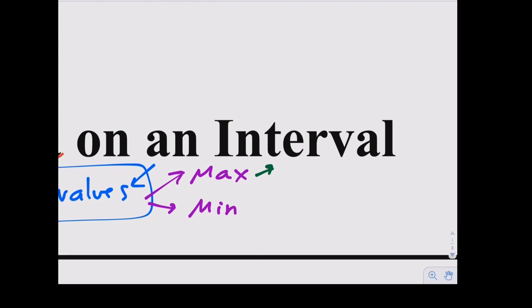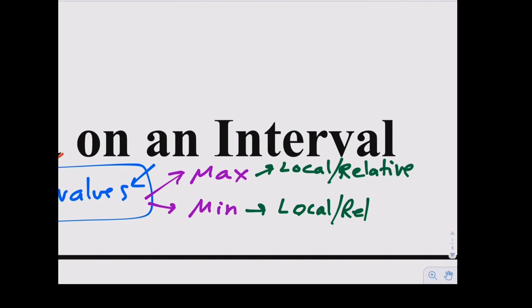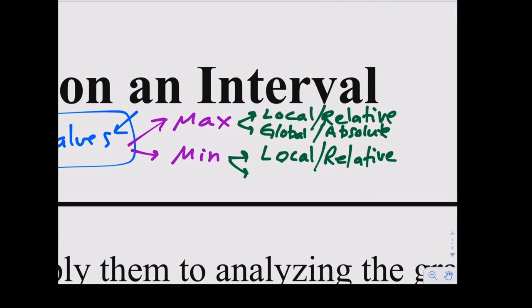You can have what we call local or relative mins, local or relative max. But then the other versions are going to be global or absolute. So you could subdivide those as well. And you could have also said that they started with global or local and then max or mins.